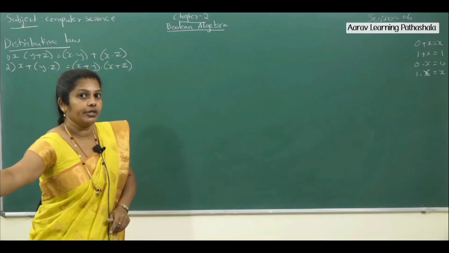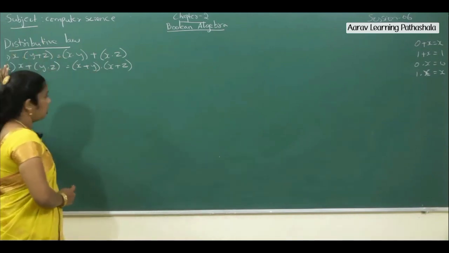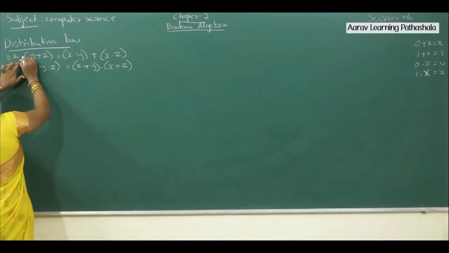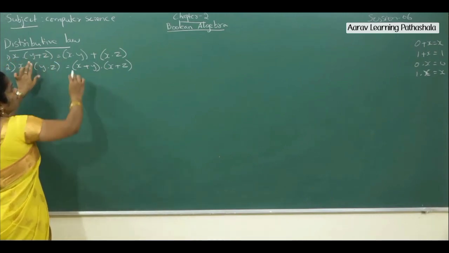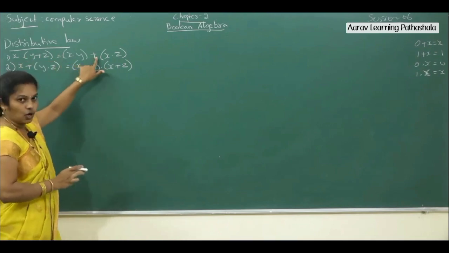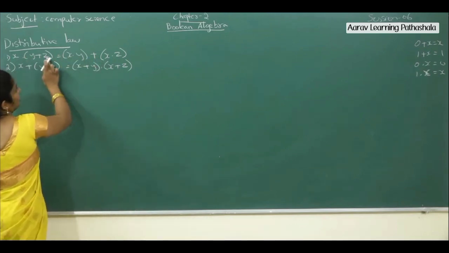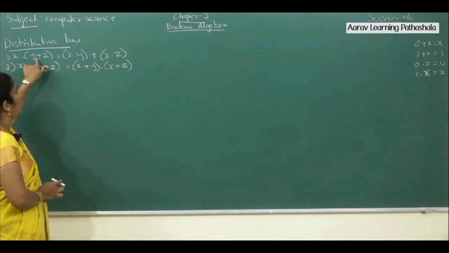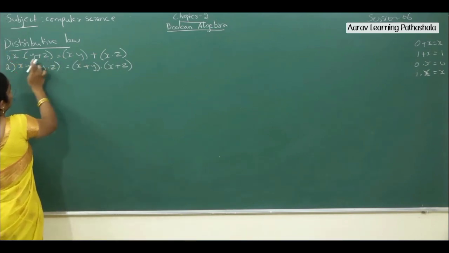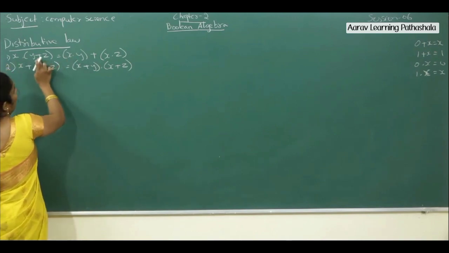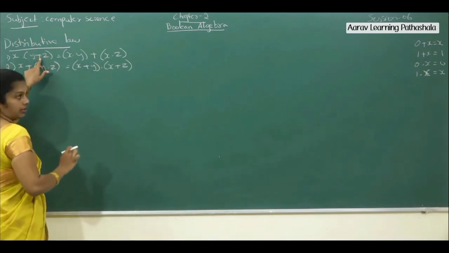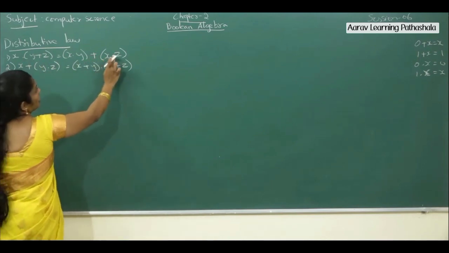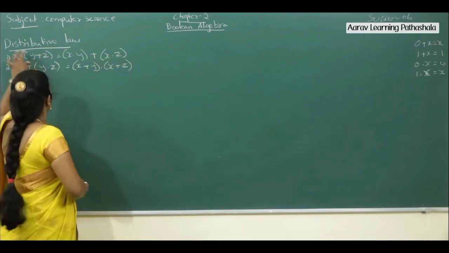How to prove the distributive law? In the distributive law, there are two types. One is x into y plus z equals: here we have the dot operator, x into y one time, and then the plus operator, then x into z. This is the first distributive law: x into (y plus z) equals x into y plus x into z. The operator that is outside will come in between, and whatever two variables we have, that operator is applied to each. This is the first distributive law.